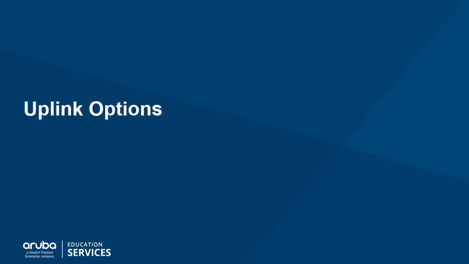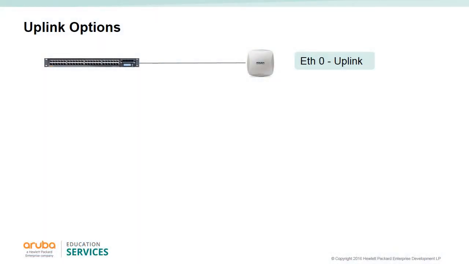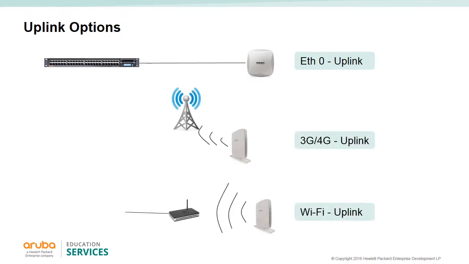Uplink options. Ethernet 0 is an uplink by default. There are 2 other choices for uplinks: 3G and 4G, or Wi-Fi, both of which must be configured. You can also set up more than one uplink and specify what uplink is enforced as the main uplink. If the main uplink fails, you can preemptively select a second and third choice as backup links. Preemption can be set if the main uplink returns to service.